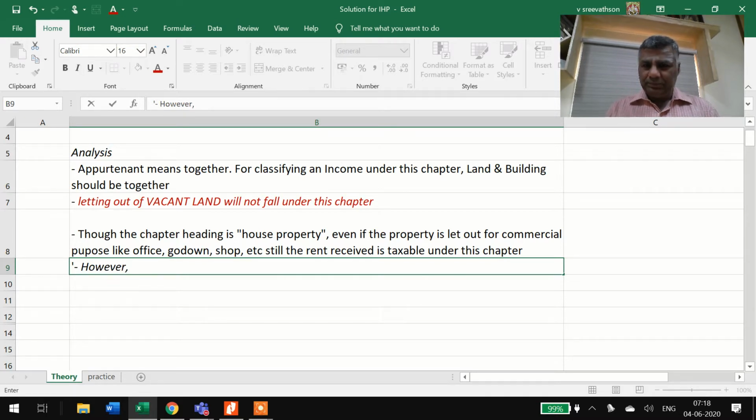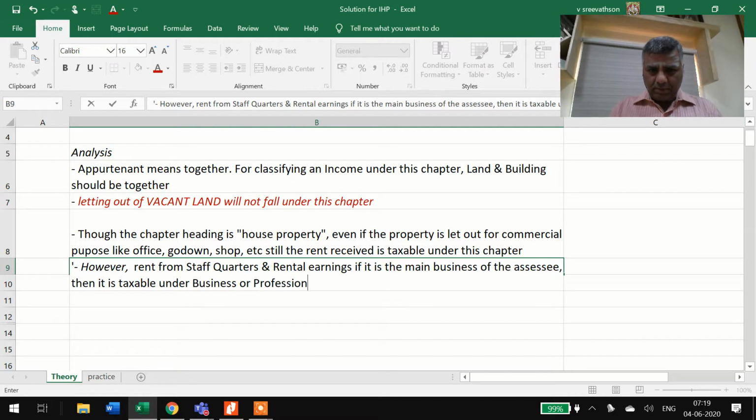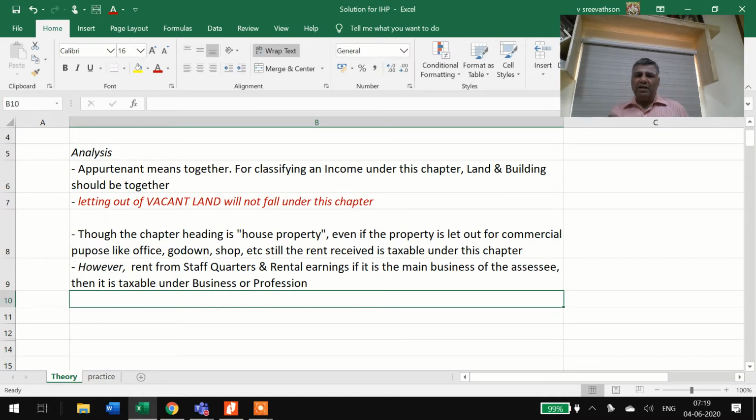However, we are speaking about an exception. Rent from staff quarters, and rental earnings, if it is the main business of the assessee, then it is taxable under business or profession. Where will the main business apply? It is on the object clause of the memorandum of association. If the object clause of the memorandum of association says that the main object is to let out, then the rental earning is taxable under PGB.